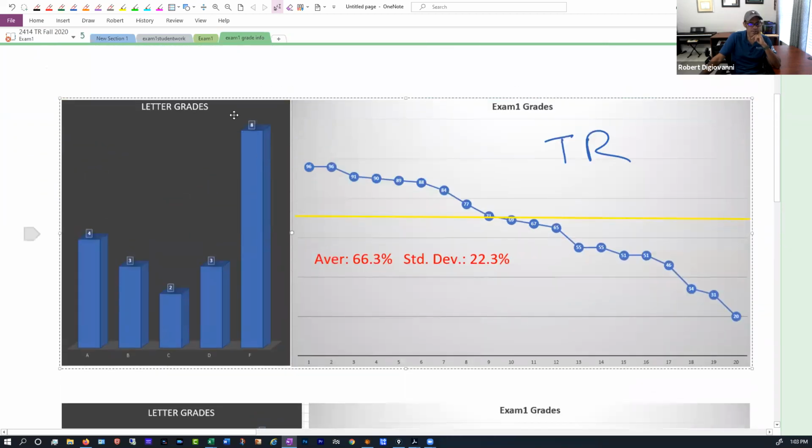Any comments on the exam? I've sent it back to you. You should have been able to access the graded exam, a copy of your exam with my markings on it. So that should be in the Canvas gradebook.